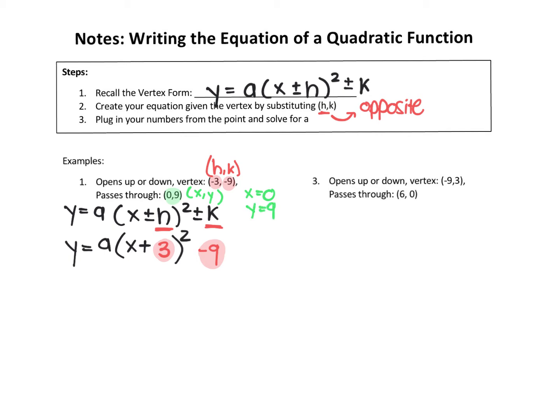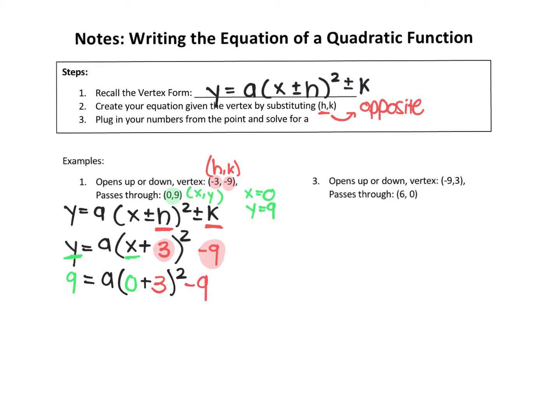Now what I'm going to do is plug that x and that y into this x and this y. So instead of y, I'm going to plug in my 9. And instead of x, I'm going to plug in that 0. I'm going to fill in everything else. So I still have that equal sign, I still have that a, I'm going to put a parentheses, then I have that +3. That's all squared. And then I have that -9.